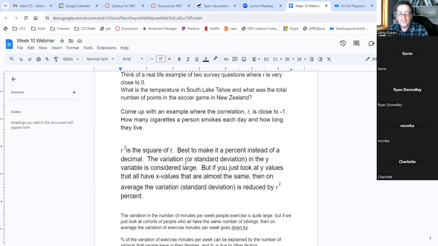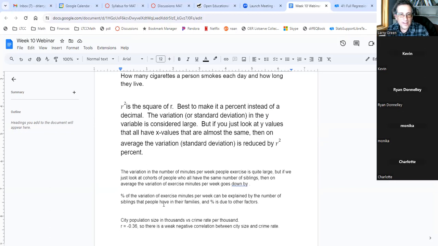So what we can say is you can think of the variation in the dependent or the y variable as kind of big. But if you only look at y values that all have the same or similar x values, then that variation will be reduced by R squared percent. Okay, and variation is kind of like a standard deviation. I'm not getting into the details of the math. I want you to understand the ideas. Does that make some sense?